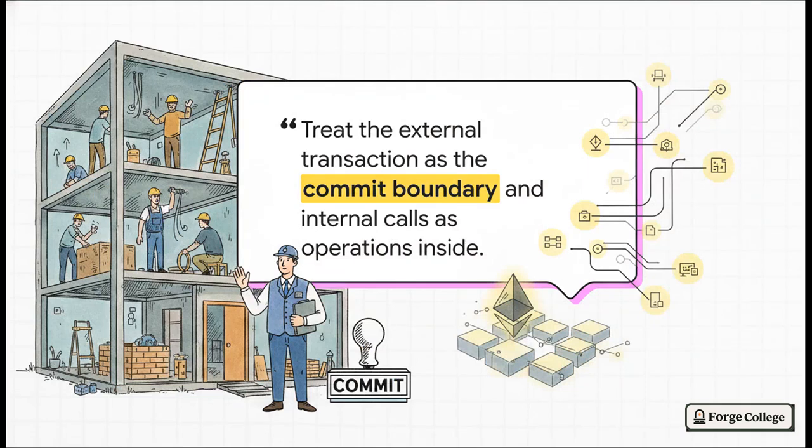To make this intuitive, I want you to think of the Ethereum network like this massive buzzing construction zone. The key mental model here is to treat the external transaction as a database commit boundary and internal calls as operations inside that boundary. Think about it. On a real job site, subcontractors can build walls, run wires, install pipes, but none of it is officially part of the house until the city inspector signs off on the general contractor's overarching permit. If that inspection fails, the whole thing gets ripped out like it never even happened.